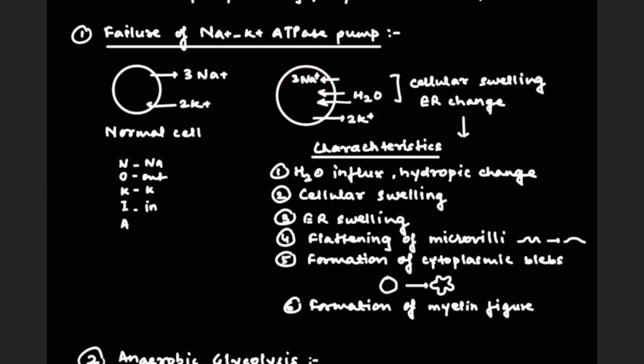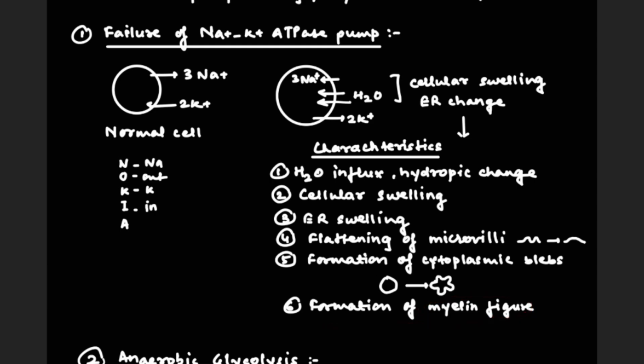Now there are some characteristics which occur due to the failure of sodium potassium ATPase pump. So basically there will be water influx as well as hydropic changes. Then cellular swelling, ER swelling, thinning of microvilli, like this will be microvilli, it will become like this. Then formation of cytoplasmic blebs, this is known as blebs. Formation of myelin figures. So these are some characteristics which occur due to the failure of sodium potassium ATPase pump.